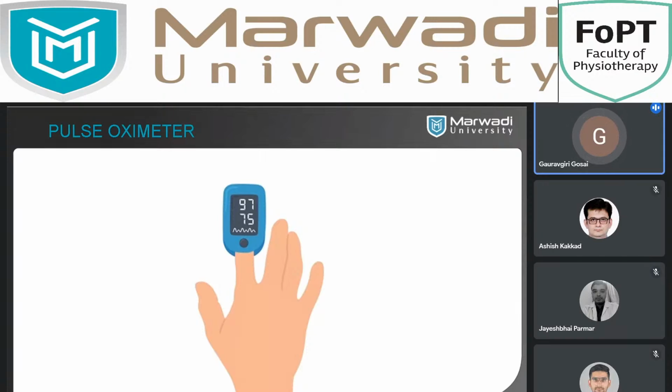If your blood oxygen level is around 94 or 95, till that it is valid or you can consider healthy.